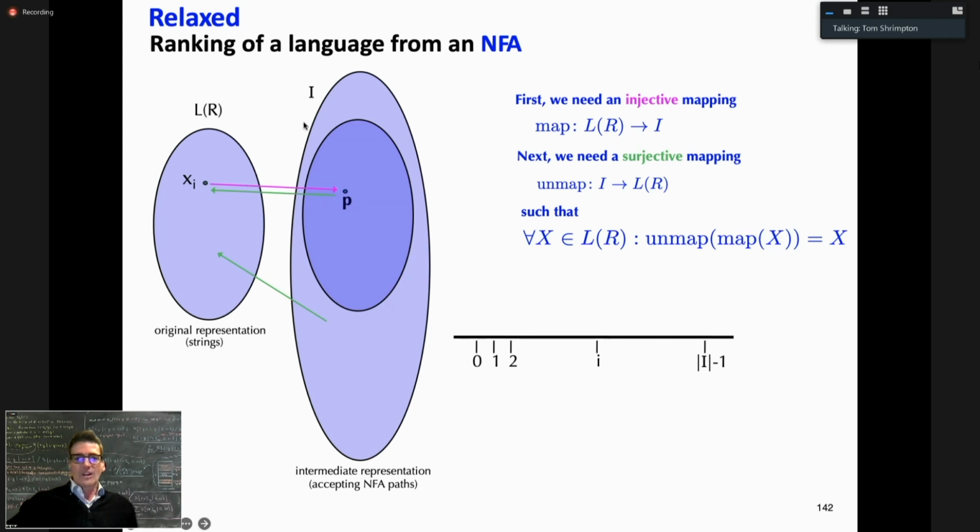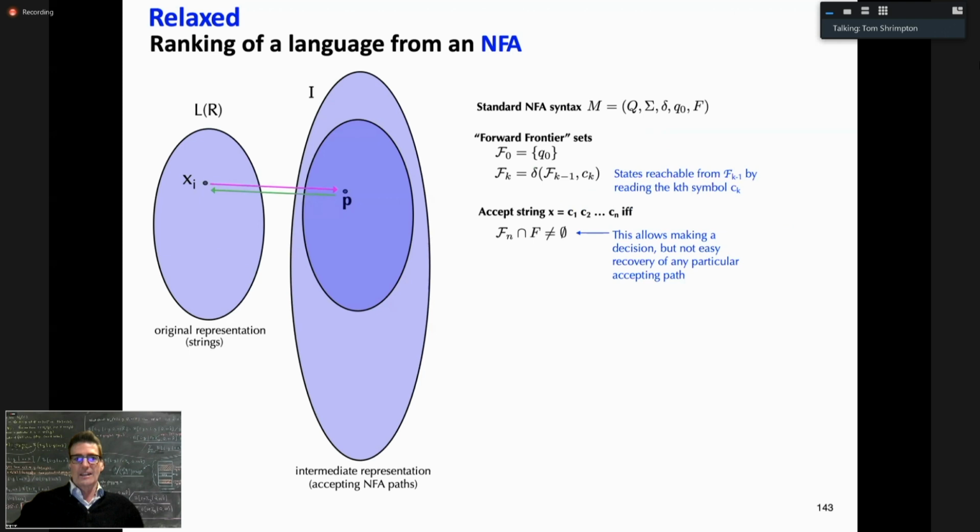And this surjective mapping can look sloppy, because we could have many points in here that map back to the same value. And indeed, that's the case. If you're doing an NFA, you have lots of paths that correspond to the same string. But the restriction we make on these two mappings, map and unmap, is that it is one-to-one on the image of the language under map. So we've relaxed the requirement from being one-to-one on the entirety of the intermediate representation to being one-to-one just on the image under map of the regular expression language. This turns out to be enough, this relaxed ranking technique.